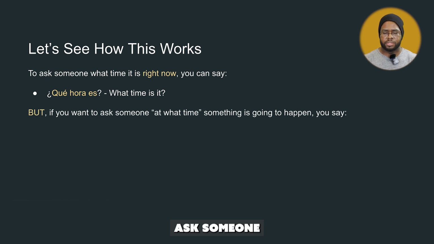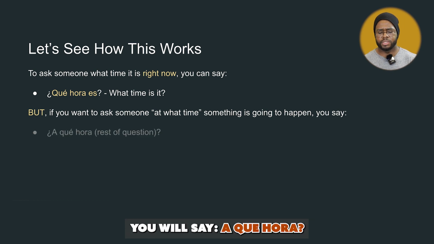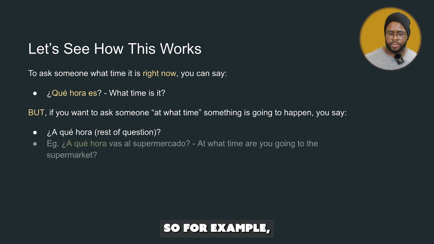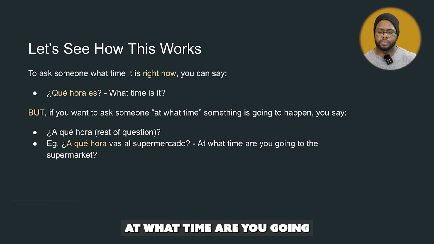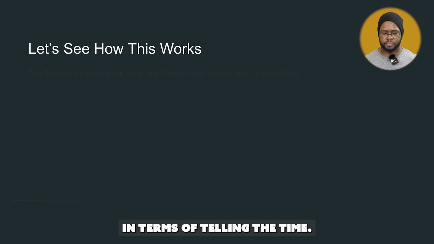But if you want to ask someone at what time something is going to happen, you will say a qué hora and then the rest of the question. So for example, ¿a qué hora vas al supermercado? At what time are you going to the supermarket? And that's it, la hora is time in terms of telling the time.